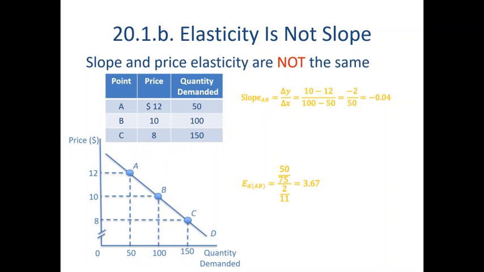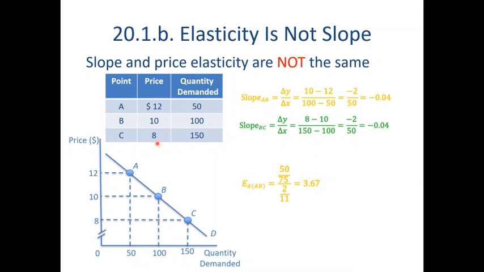Now, if we're calculating the elasticity of the midpoint between A and B, we know that the elasticity of the midpoint between A and B would be 50 over 75, which is percentage change in quantity demanded, which is quantity 2 minus quantity 1, 100 minus 50, over 100 plus 50 over 2, which is 75, over same thing for price, price 2 minus price 1. So between A and B, prices are, price 2 is 10 and price 1 is 12, so it's negative 2 over 11. So the answer would be 3.67.